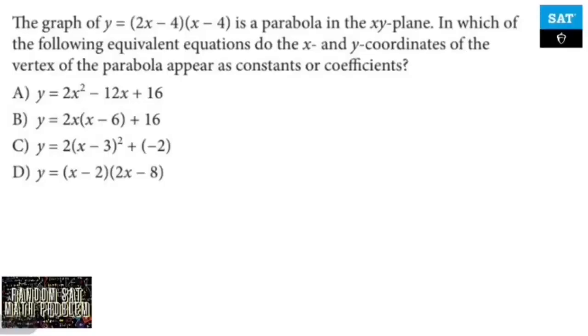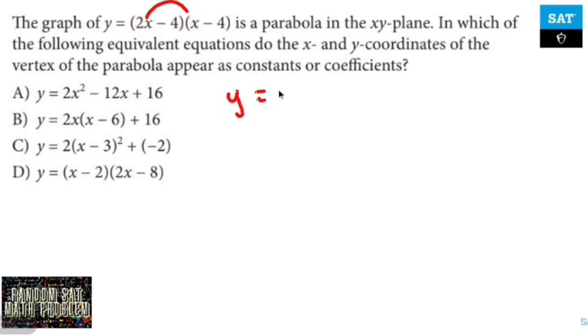The graph of y equals 2 times the quantity x minus 4, times the quantity x minus 2, is a parabola in the xy plane. In which of the following equivalent equations do the xy coordinates of the vertex of the parabola appear as constants or coefficients? All right, so I need vertex form, but first off, I want to find the vertex. There are other ways you could do this, but to find the vertex here I'm going to do a little bit of foiling.